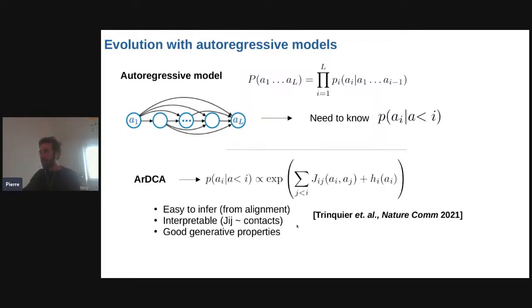Note that in general, the technique that I will describe below could work for any autoregressive model. We choose to use this particular architecture, or this particular parametrization, because it's extremely easy to infer from alignments. It's done in a few minutes, even for very large alignments. And the parameters are somewhat interpretable. These couplings typically correspond to contacts. So we like it for this reason, but we could use something else in principle.